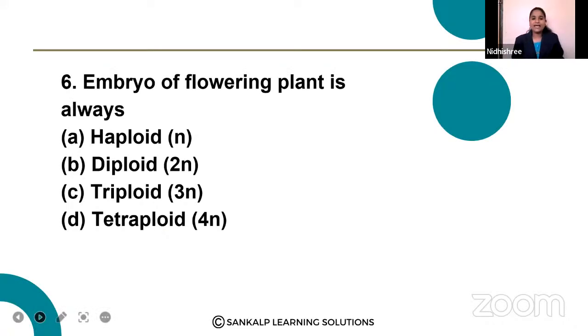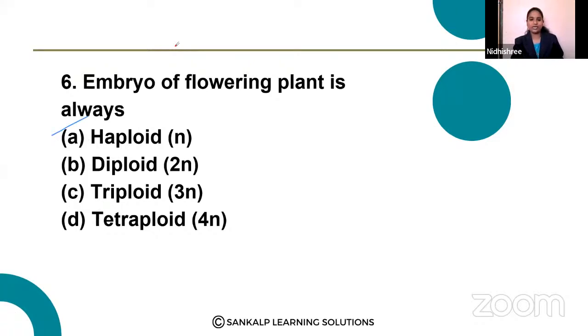Sixth question goes like this. Embryo of flowering plant is always embryo. Okay. Haploid, diploid, triploid, tetraploid. Embryo of, yes, I got the Subhash option A, Kanchana option A, Diti option A.